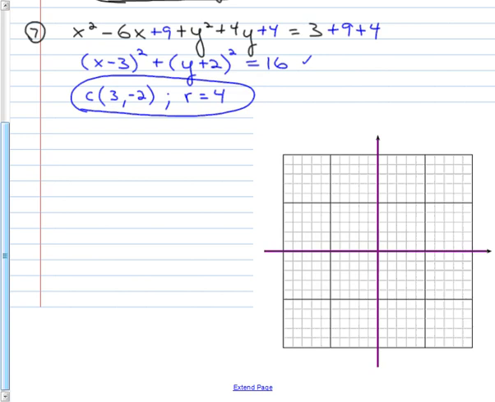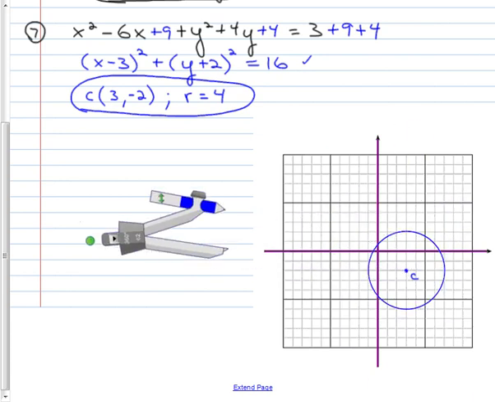The center is 3, -2. So on your graph, you go to 3, -2. There's our center. I'm going to use my handy-dandy compass that I always bring to class. My radius is 4, so all I have to do is put my compass point there in the center. I'm going to open up my radius to 4: 1, 2, 3, 4. I can't get exactly 4, but I can get close with mine. There we go. And I graph my circle.